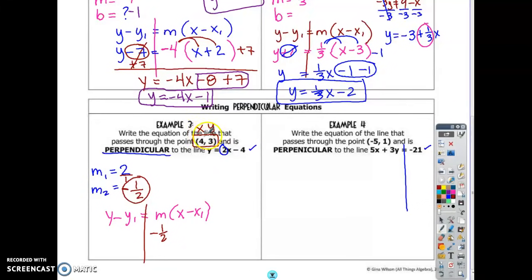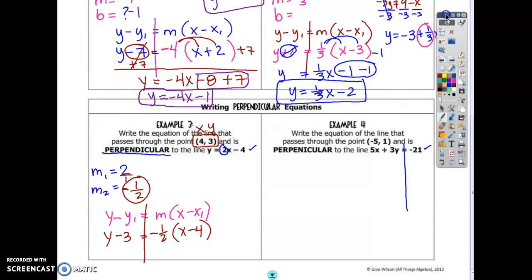And then we're going to use this point for 3. So my y is 3. That's y minus 3. And my x is 4. So that's x minus 4. And I'm not going to finish this one for you, but remember, you distribute and you move the -3 over to the other side, make it a +3. Okay? So you're going to finish that one. Let's go to example 4. I'm just going to start it for you.